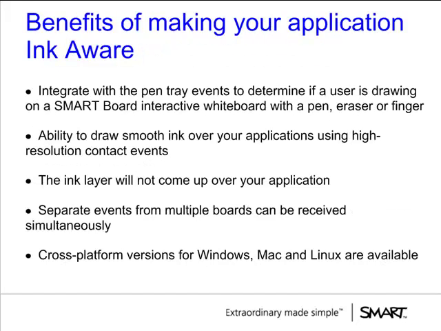So the benefits of making your application ink-aware are integration with the pen tray events to determine if a user is writing on a SmartBoard interactive whiteboard with a pen, eraser, or finger. Draw smooth ink over your applications using high-resolution contact events. The ink layer will not come up over your application. Separate events from multiple boards can be received simultaneously through the SDK. And cross-platform versions are available for Windows, Mac, and Linux.